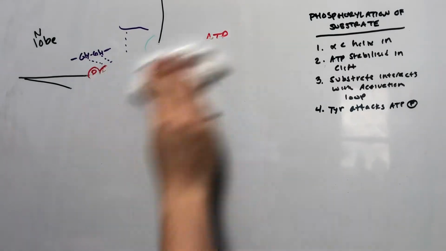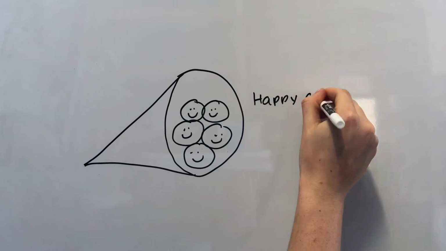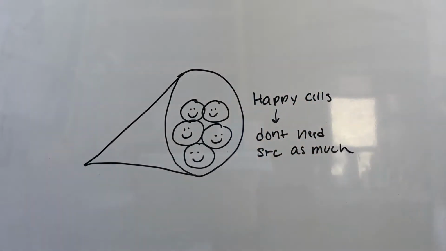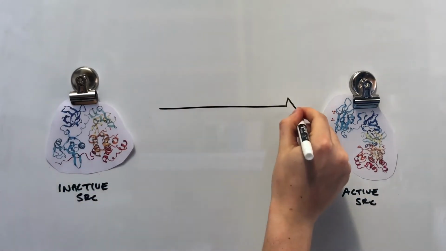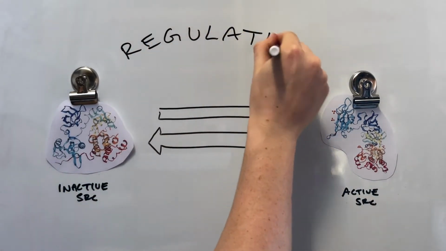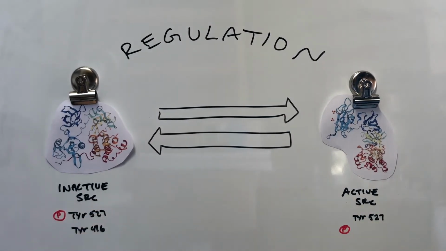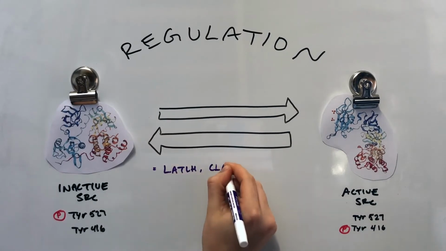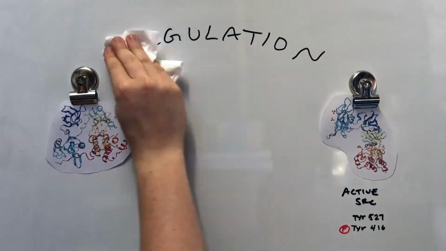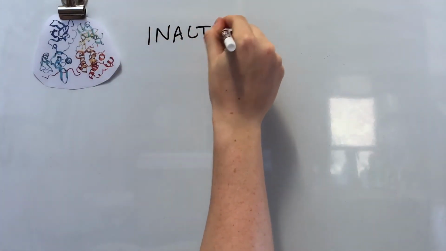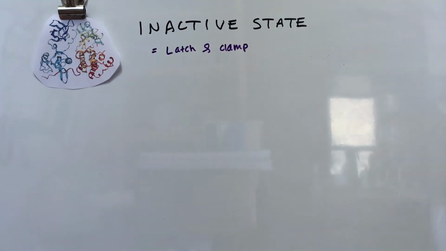Since it is not always favorable for the cell to promote these cascades, the activity of SRC needs to be tightly regulated. Such regulation is achieved indirectly through conformational changes of SRC, brought on by the phosphorylation and dephosphorylation at one of either of the two key tyrosine residues. In vivo, phosphorylation of 416 generally leads to increased or full activity, while phosphorylation of tyrosine 527 leads to downregulated or completely inactive SRC. The transition observed between these two states is described as the latch, clamp, and switch model of SRC regulation. In the inactive state, both the latch and clamp states are observed.